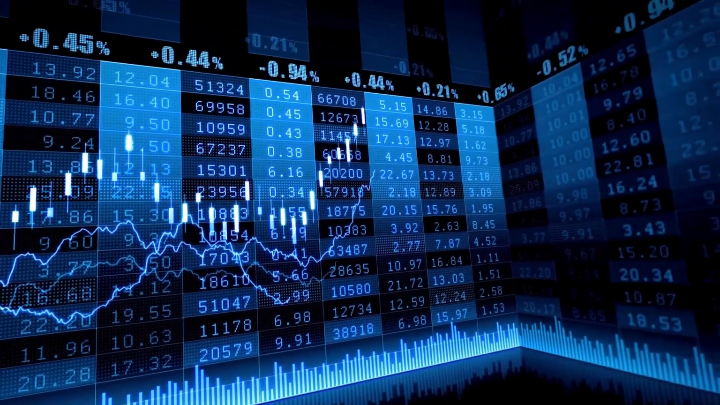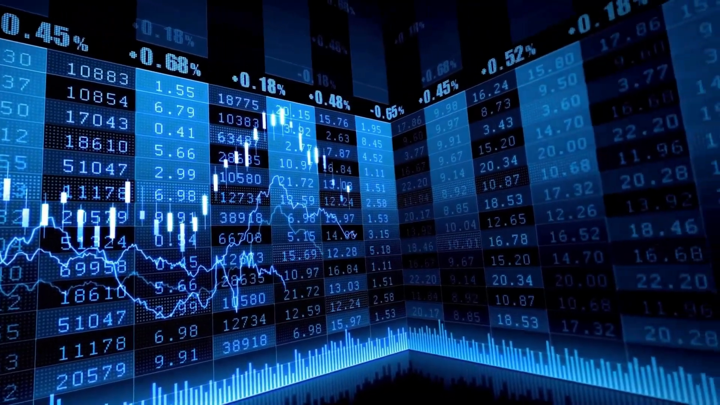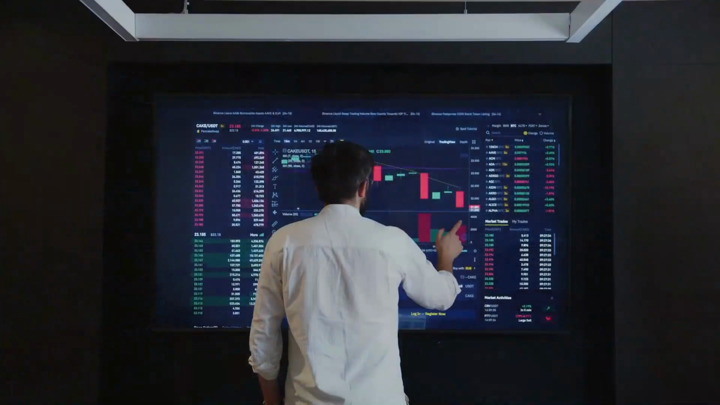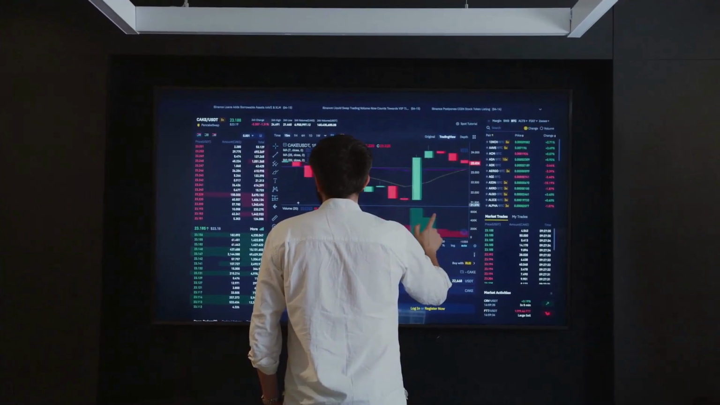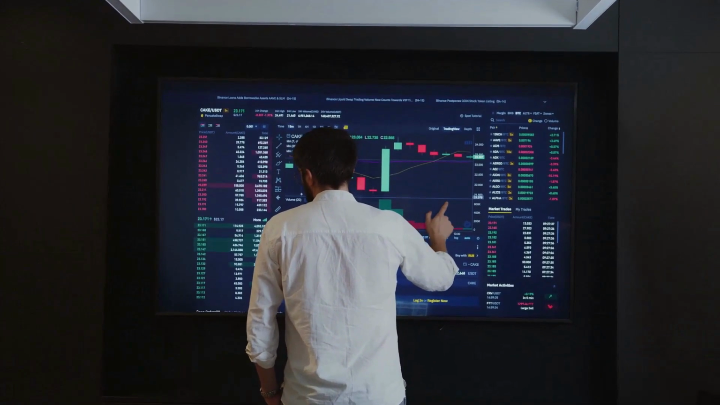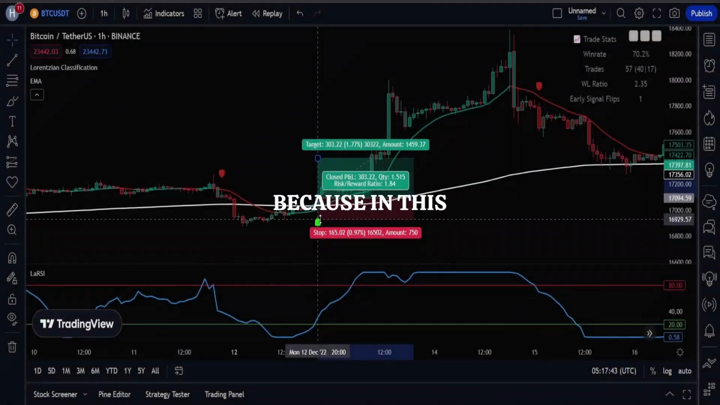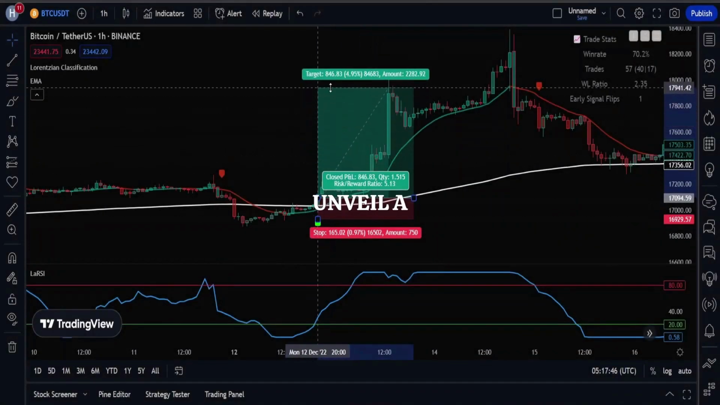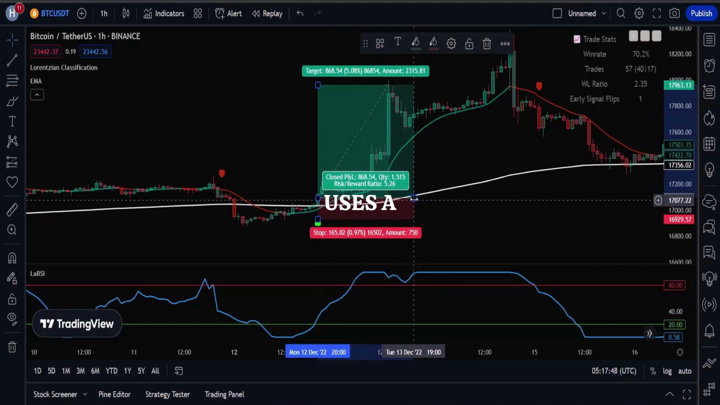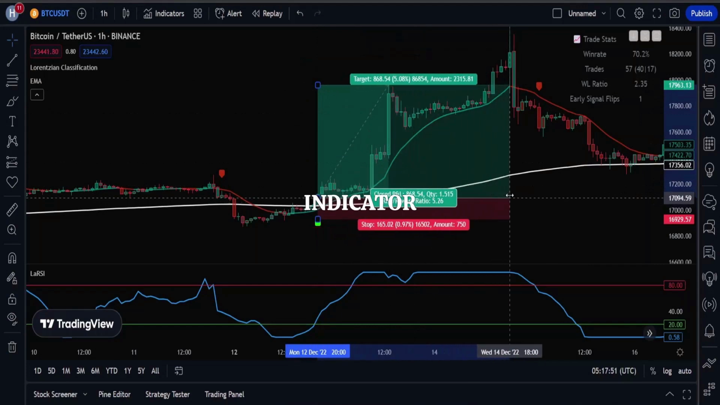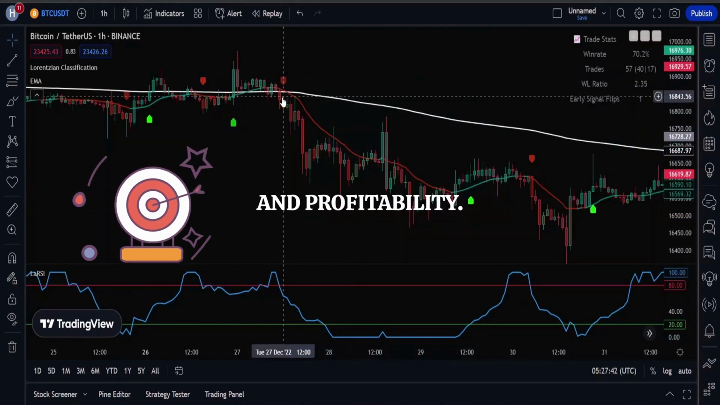Get ready to witness the future of trading with a revolutionary artificial intelligence indicator that is set to change the game. This will take your trading to the next level and you will start making profits like never before. Because in this video, we're going to unveil a game-changing trading strategy that uses a brand new artificial intelligence indicator for mind-blowing accuracy and profitability.